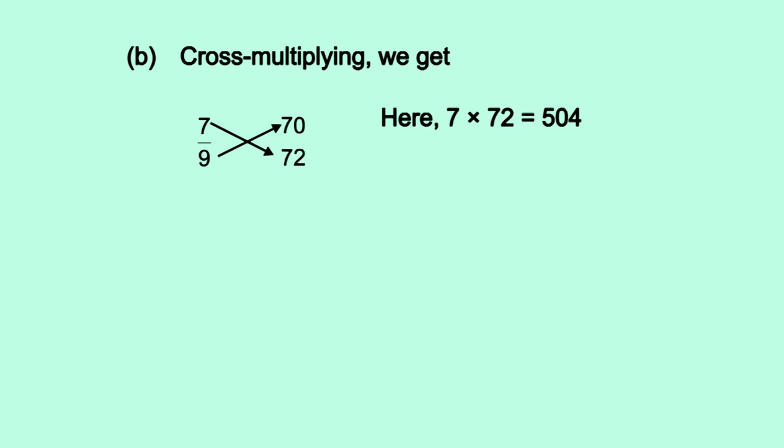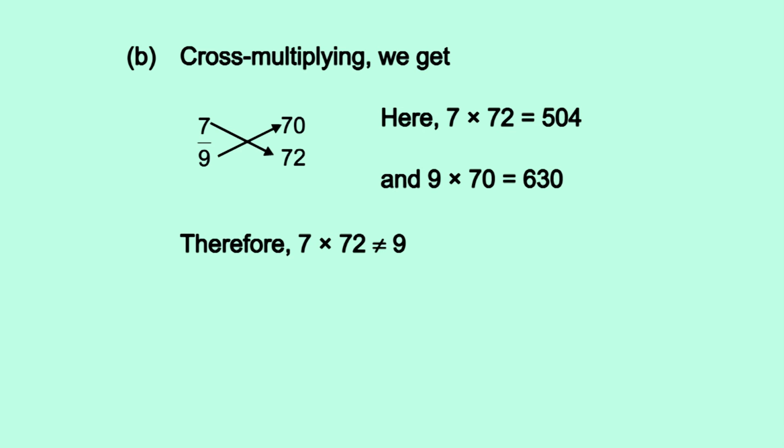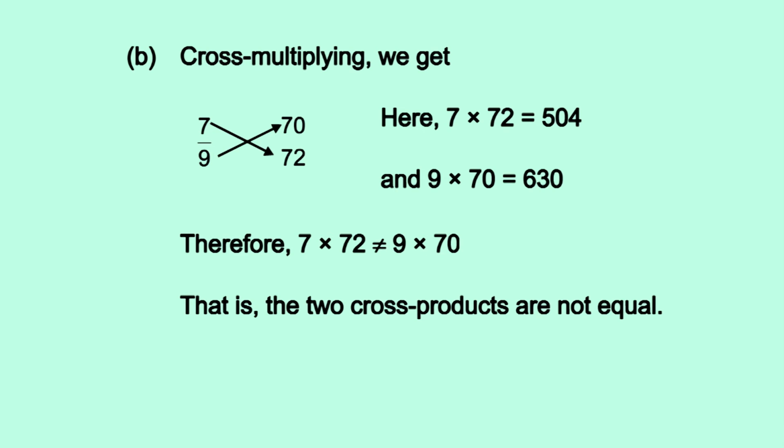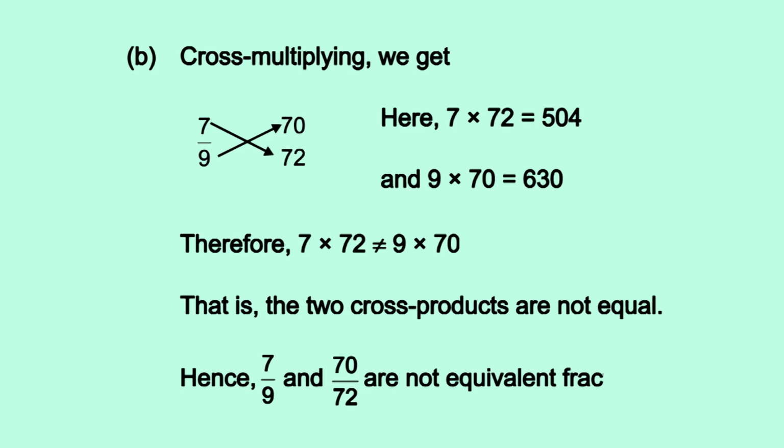Cross multiplying 7/9 and 70/72, we get 7 × 72 and 9 × 70. Here 7 × 72 is equal to 504 and 9 × 70 is equal to 630. Therefore, 7 × 72 is not equal to 9 × 70. That is, the two cross products are not equal. Hence, 7/9 and 70/72 are not equivalent fractions.